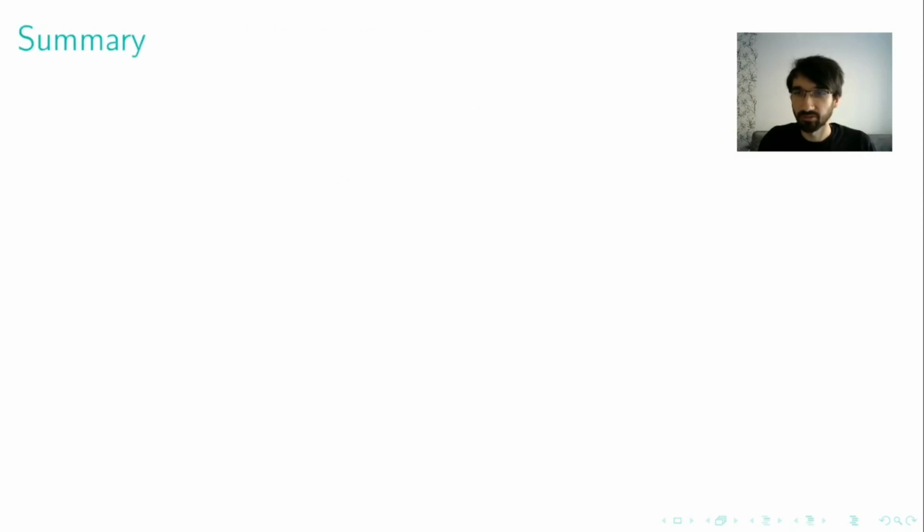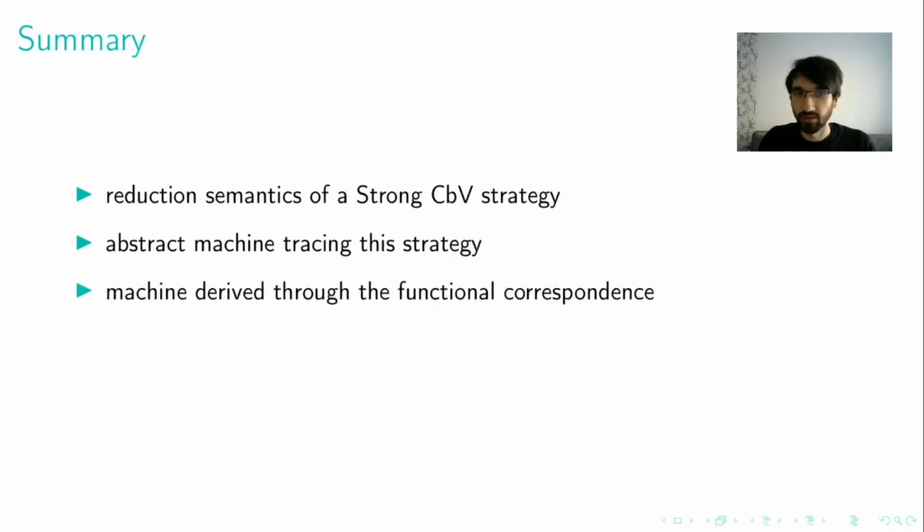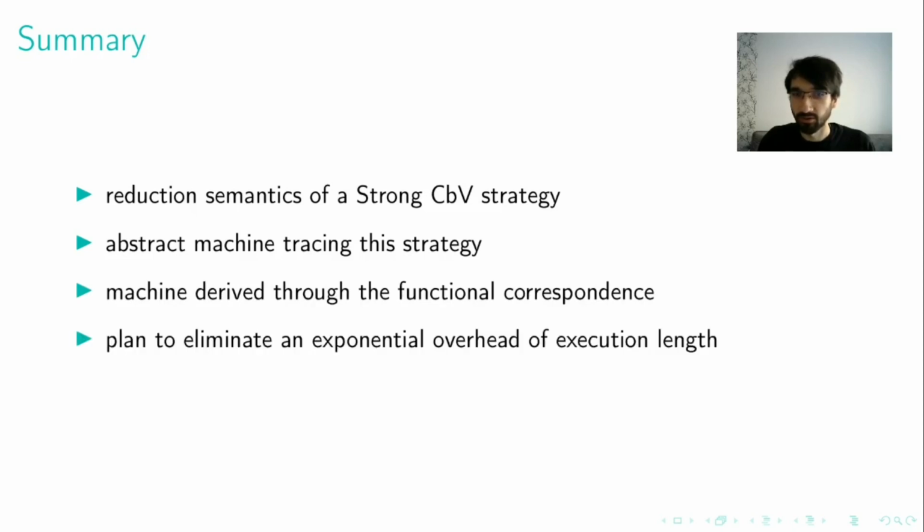And to recapitulate, we gave a reduction semantics of strong call-by-value strategy, showed an abstract machine tracing this strategy, and this machine is derived through the functional correspondence. Our plan and ongoing work is to eliminate an exponential overhead of execution length, and we believe that functional correspondence will crucially simplify this goal.